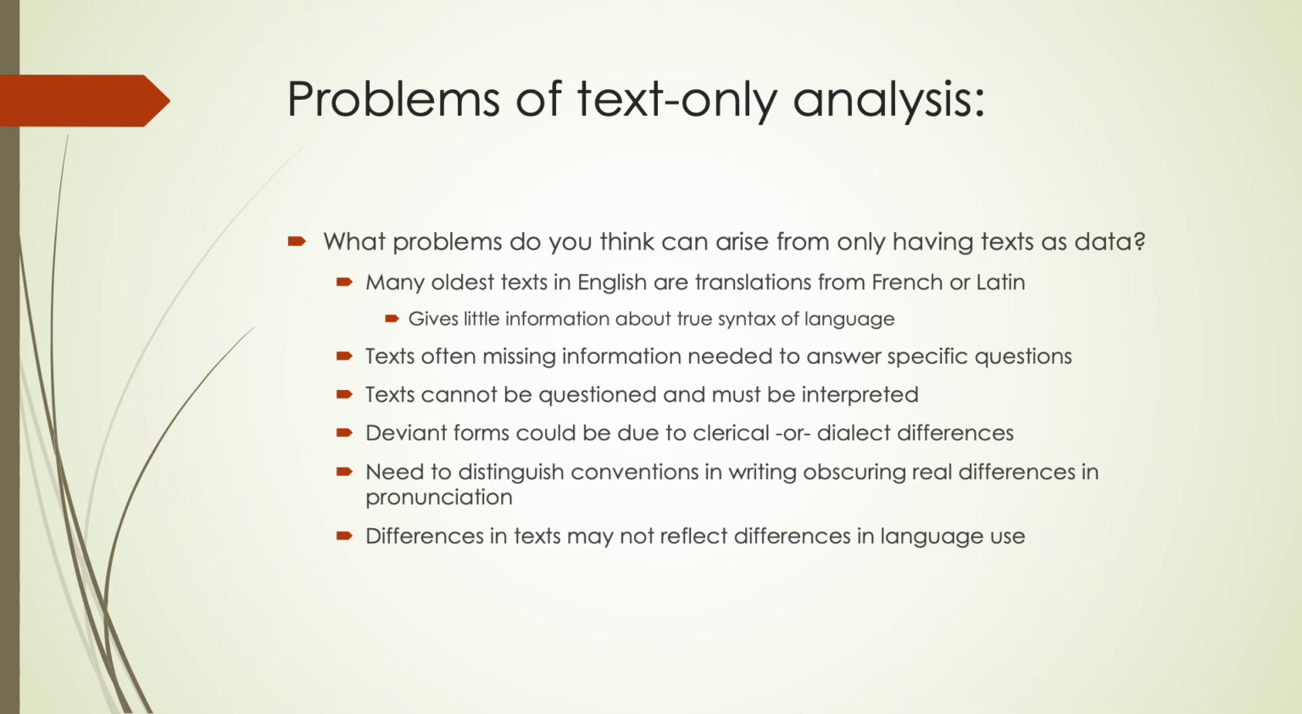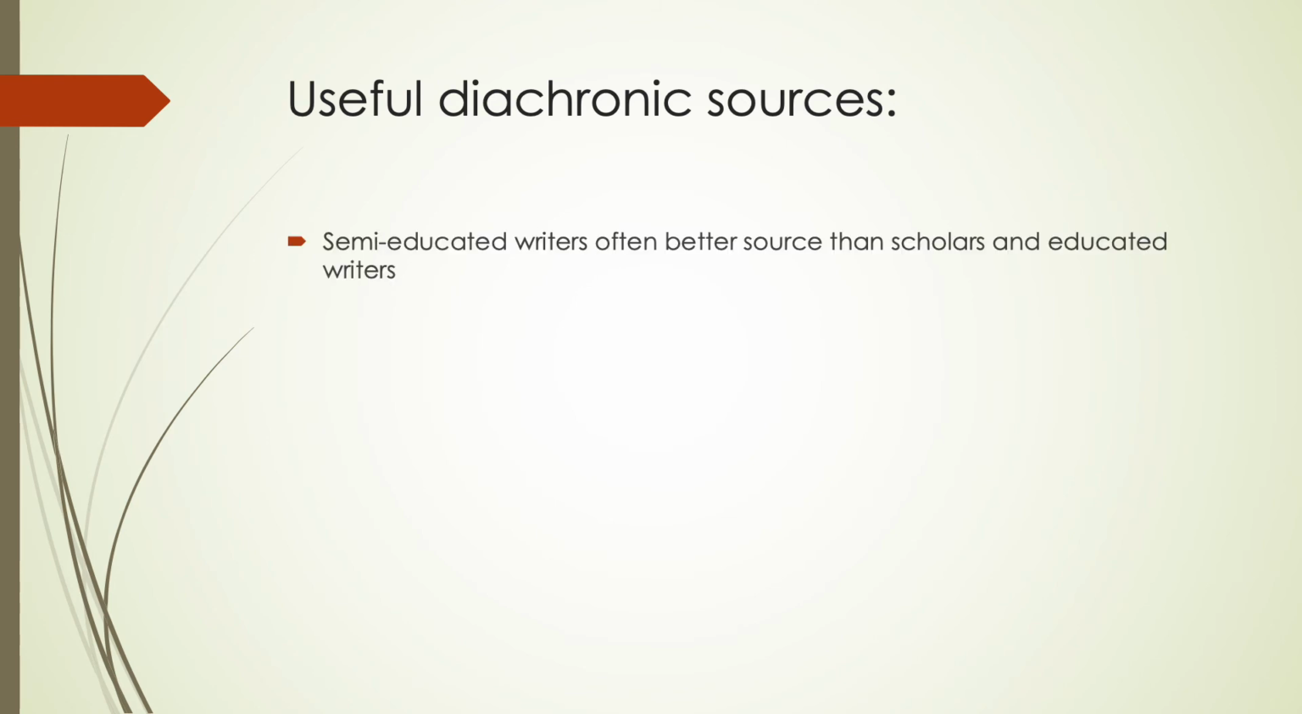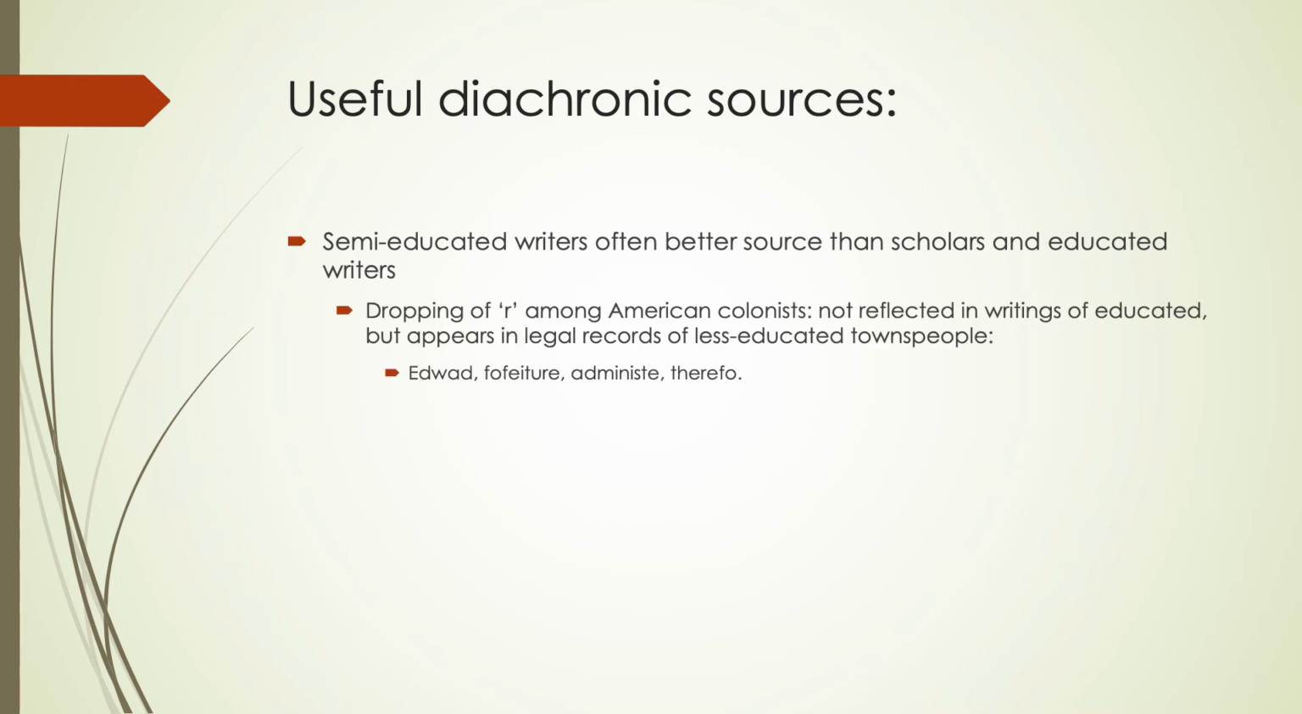So if we're looking for some useful sources that we'll be able to find, some of the best sources are actually from semi-educated writers that have learned how to write but haven't learned any sort of standardization. And so this can give us a lot of information better than some of the things like scribes or highly educated writers. So some of the examples that we have for pronunciation in early America are the droppings of R from American colonists, because they're still written in the writings of educated people, but in legal records of less educated townspeople that learned how to write but didn't learn standardized forms.